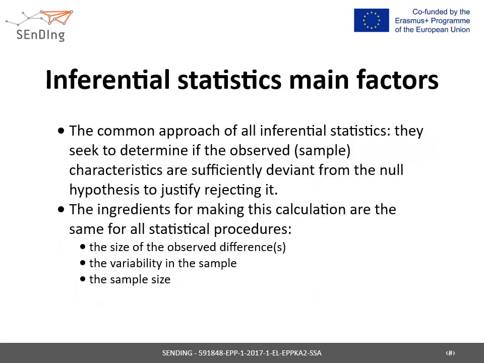At a certain basic level, all inferential statistics procedures are the same. They seek to determine if the observed sample characteristics are sufficiently deviant from the null hypothesis to justify rejecting it. How deviant? This is not an easy question and would take a statistics course to explain properly. The ingredients for making this calculation are the same for all statistical procedures: the size of the observed difference, the variability in the sample, and the sample size.